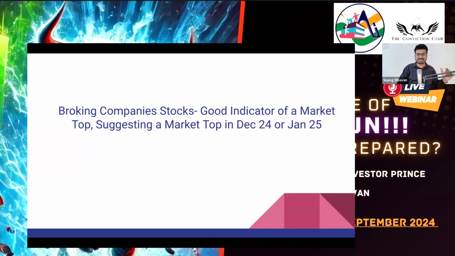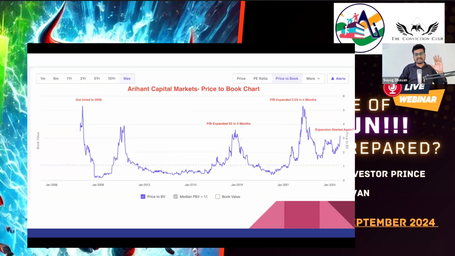One more indicator that gives a good indication of the last phase of a bull run, from an Indian perspective, is broking companies. Broking companies are clean indicators of the last phase of a bull run. I have taken a case of multiple broking companies. This is Arihant Capital Markets. It got listed in 2008, so the data just after listing is irrelevant.